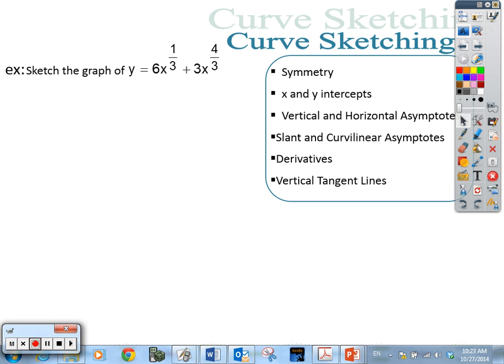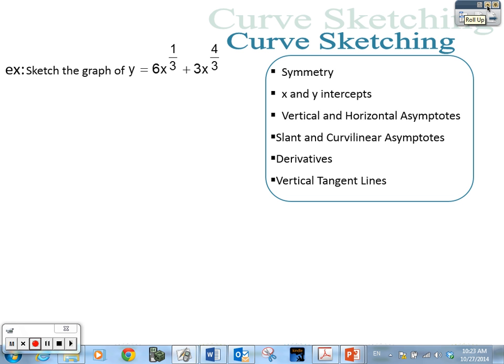Okay guys, let's take a look at our lesson today. It's on curve sketching. So let's talk about curve sketching. The actual topic is quite a popular topic. You'll see it in calculus classes. Having a question on the AP test that only has to do with curve sketching is not going to happen.